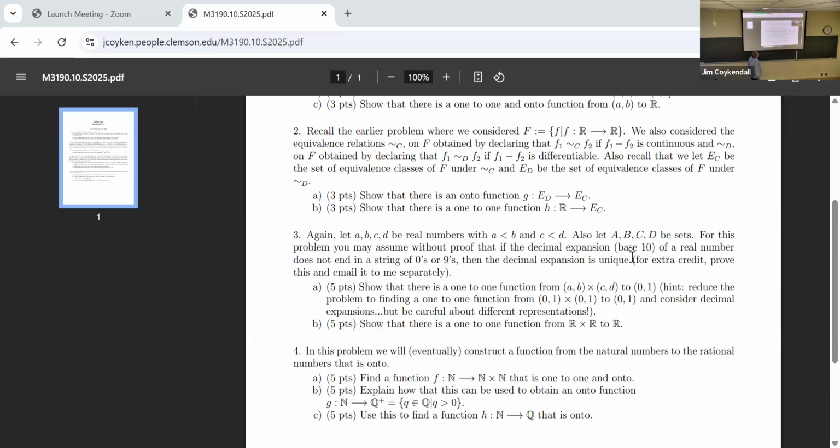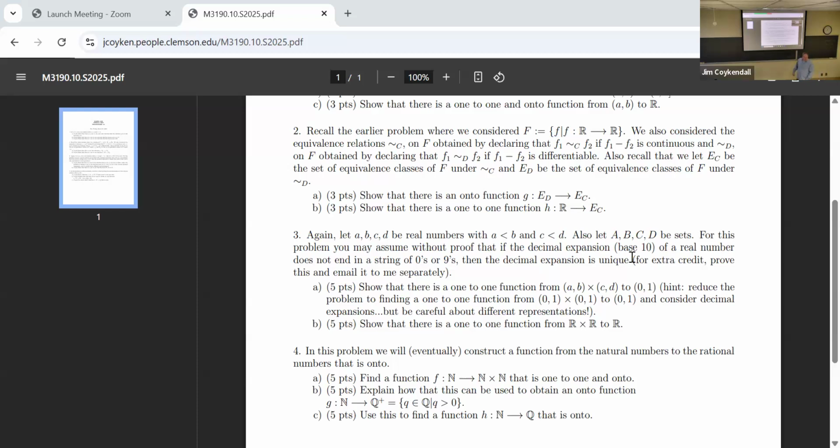Let A, B, C, D be real numbers. Again, A is less than B and C is less than D. And let capital A, B, C, D be sets. For this problem, you may assume without proof that if the decimal expansion base 10 of a real number does not end in a string of zeros or nines, then the decimal expansion is unique. For extra credit, prove this, but don't turn it into the homework. If you're going to do the extra credit, just email it.